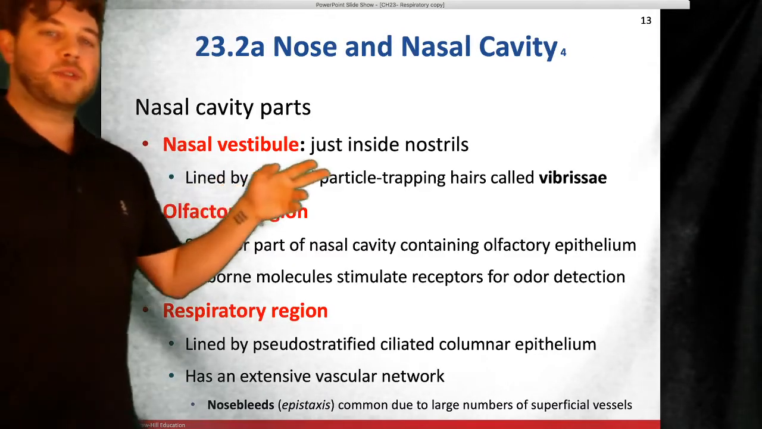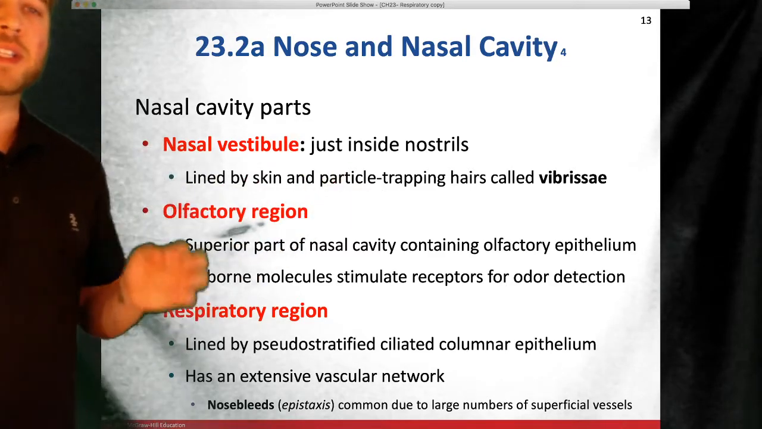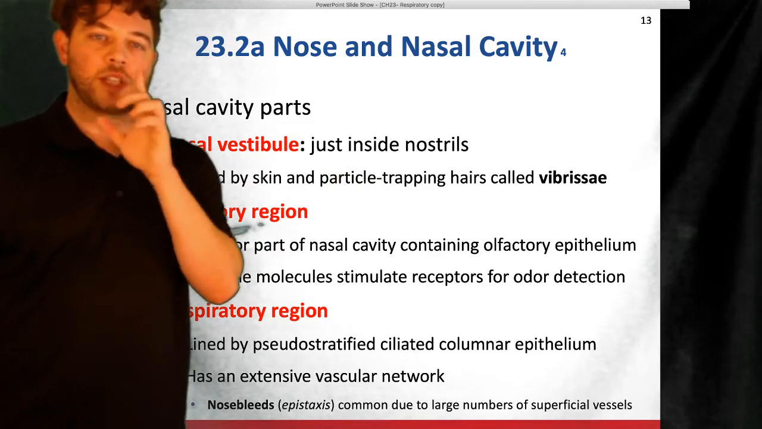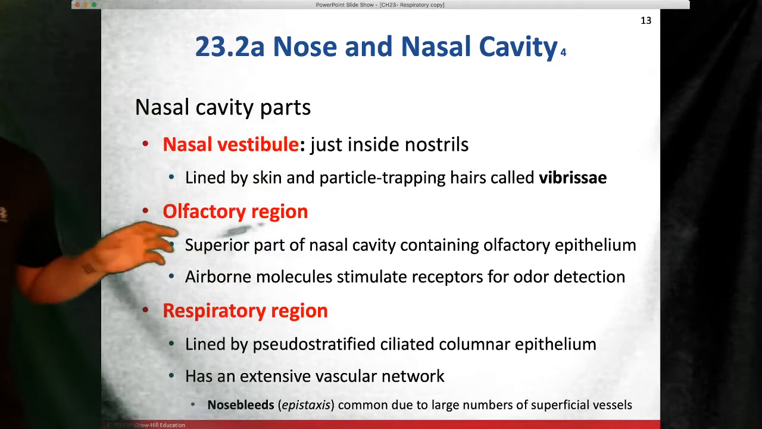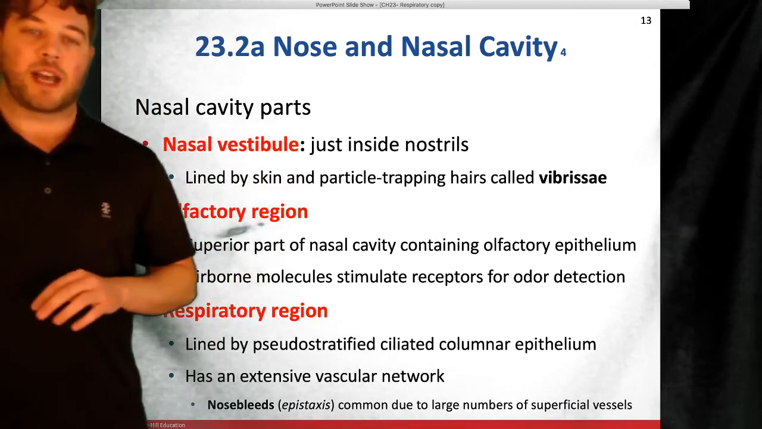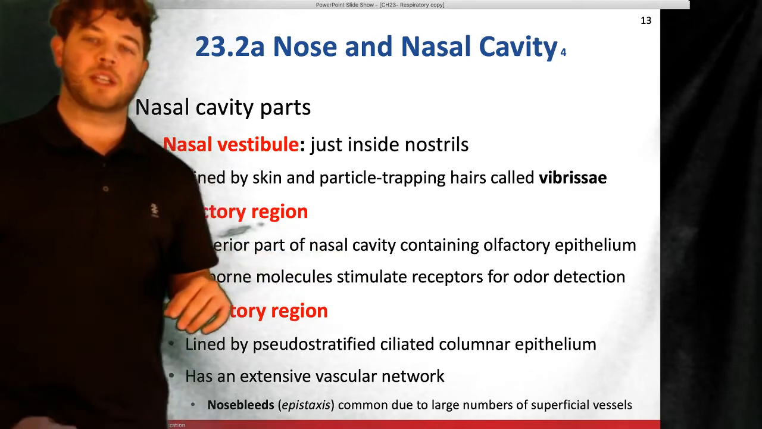The nasal vestibule is just inside the nostrils. It's lined by skin and particle-trapping hairs called vibrissae. So those kind of larger hairs that you see in your nasal cavity, those are not cilia, those are vibrissae. The olfactory region is a superior part of the nasal cavity containing olfactory epithelium. Airborne molecules stimulate receptors for odor detection.